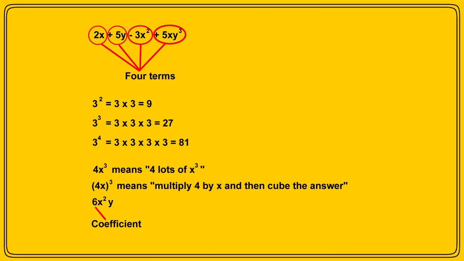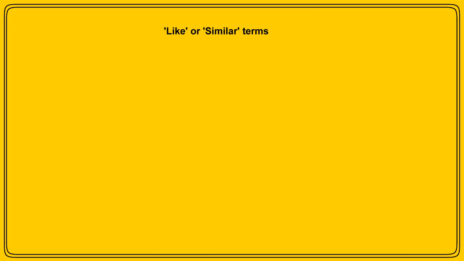And one last thing before we get cracking, like terms, or similar terms as they're sometimes called, are terms with the same combination of powers of the letters. For example, 7x cubed y squared and 3x cubed y squared are like terms because they both have an x cubed and y squared and nothing else. And we could add or subtract these if we wished.